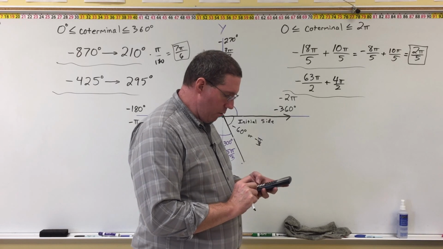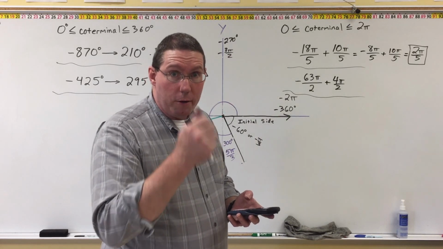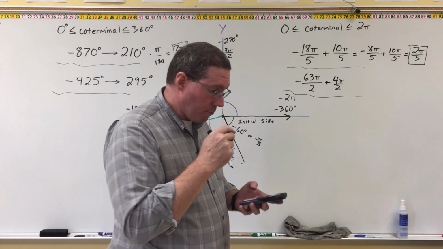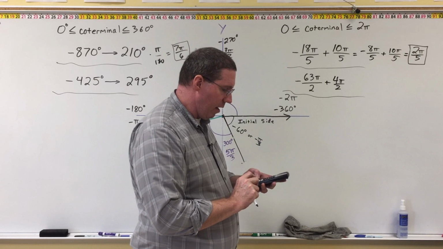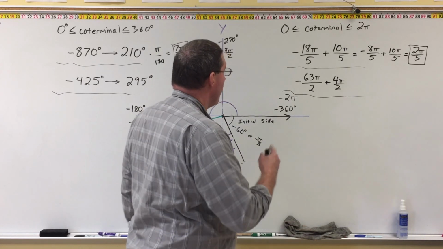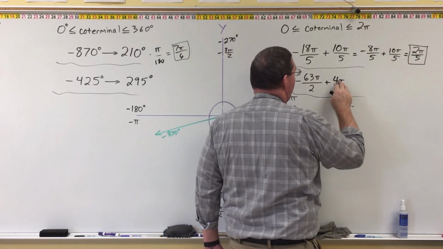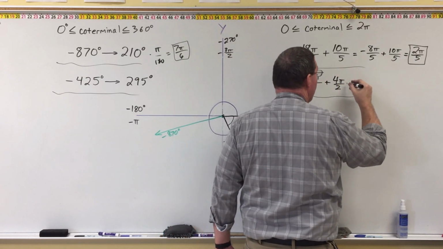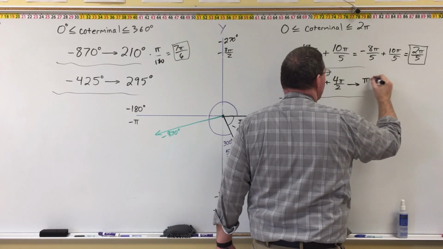Is there an easier way to do this? You know there's an easier way to do it. But you figure that out, okay? I'm just giving you the idea here. The idea is you eventually want to get to, I'm now at negative 11, negative 7, negative 3, now I'm at 1. And therefore, negative 63 pi over 2 plus 4 pi over 2 a bunch of times will eventually become 1 pi over 2 or just pi over 2.